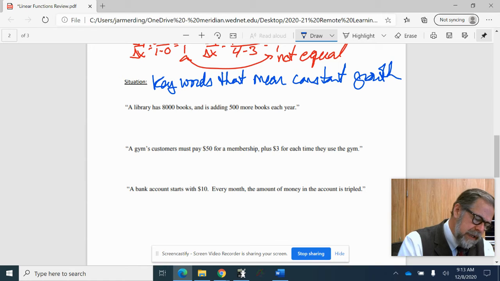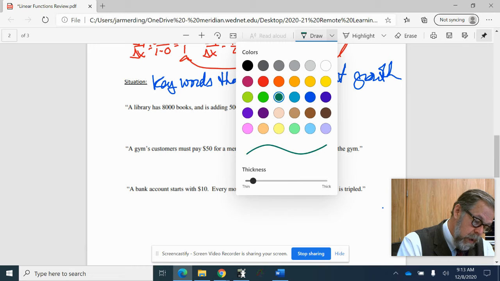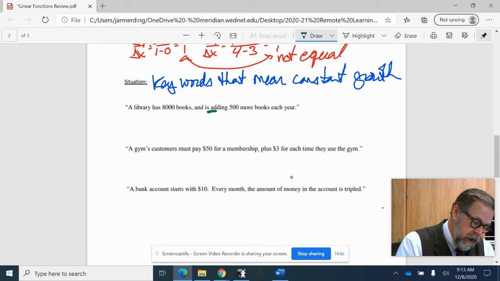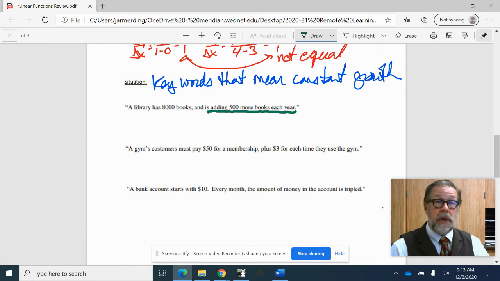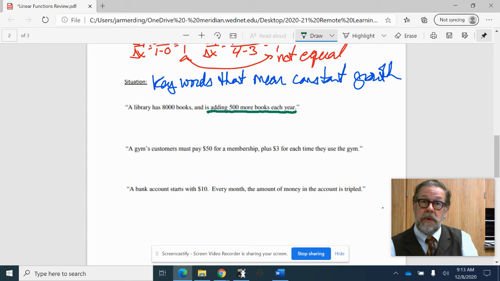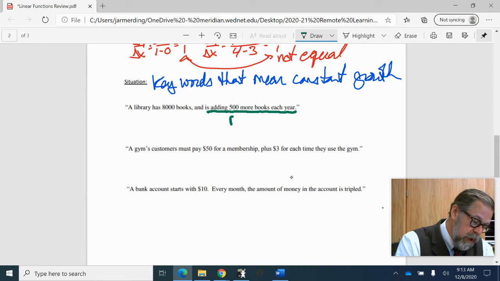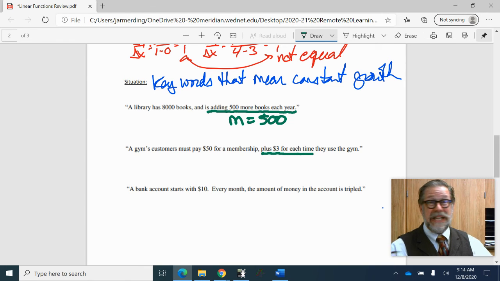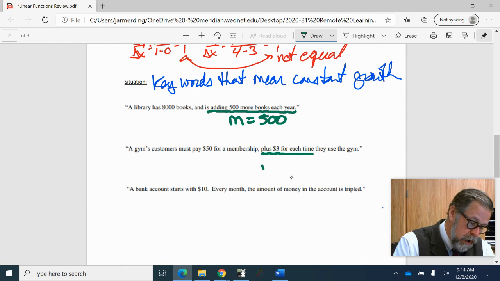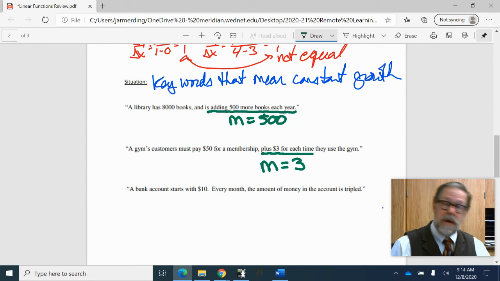So what kinds of words are we looking for? Well, one kind of word we might be looking for would be adding. I'm adding 500 books each year. That's a constant. Every single year, you get 500 more books. Boom, constant growth. My growth rate is 500. A gym's customer must pay $50 for a membership plus $3 each time. Hey, that's constant growth. Every time you go into the gym, you add $3 to what you're paying.